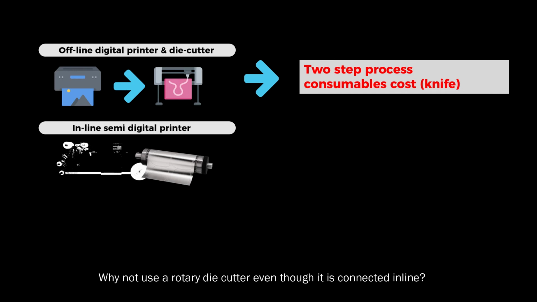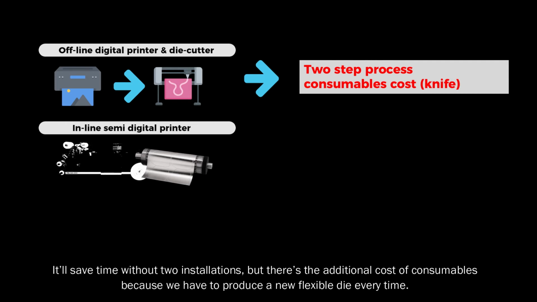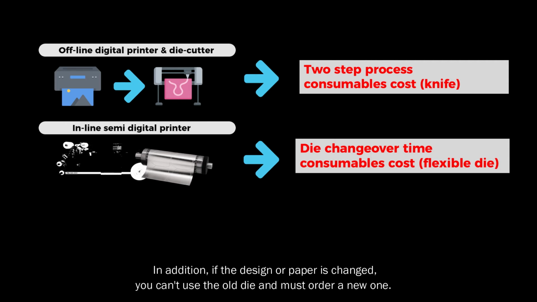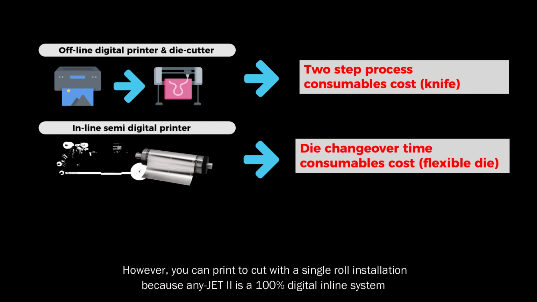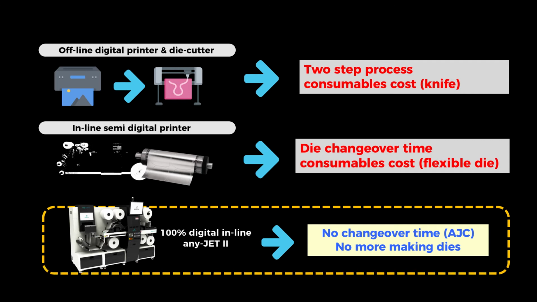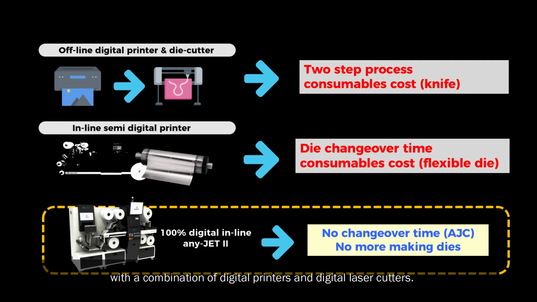Why not use a rotary die cutter even though it is connected inline? It'll save time without 2 installations, but there's the additional cost of consumables because we have to produce a new flexible die every time. In addition, if the design or paper is changed, you can't use the old die and must order a new one. However, you can print to cut with a single roll installation because AnyJet 2 is a 100% digital inline system with a combination of digital printers and digital laser cutters.